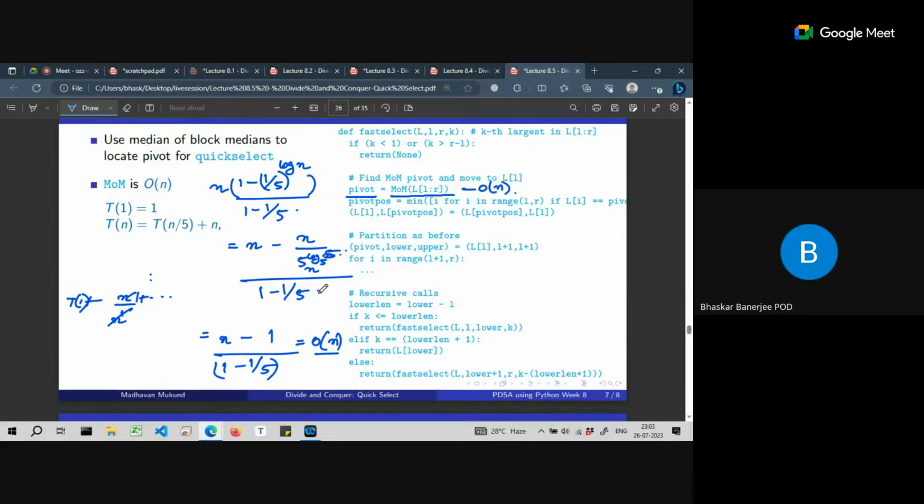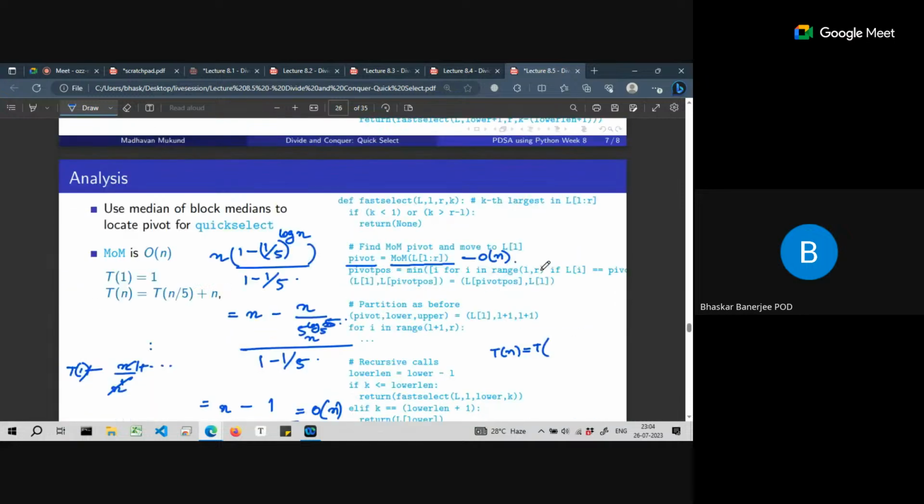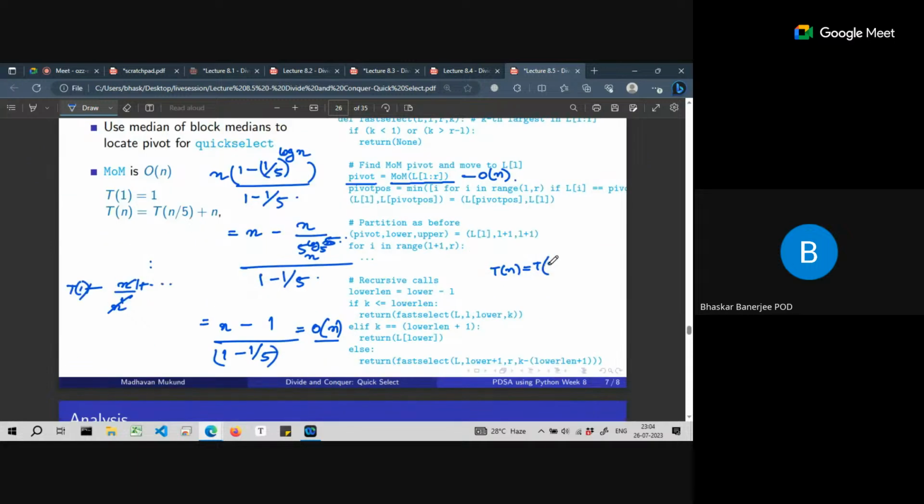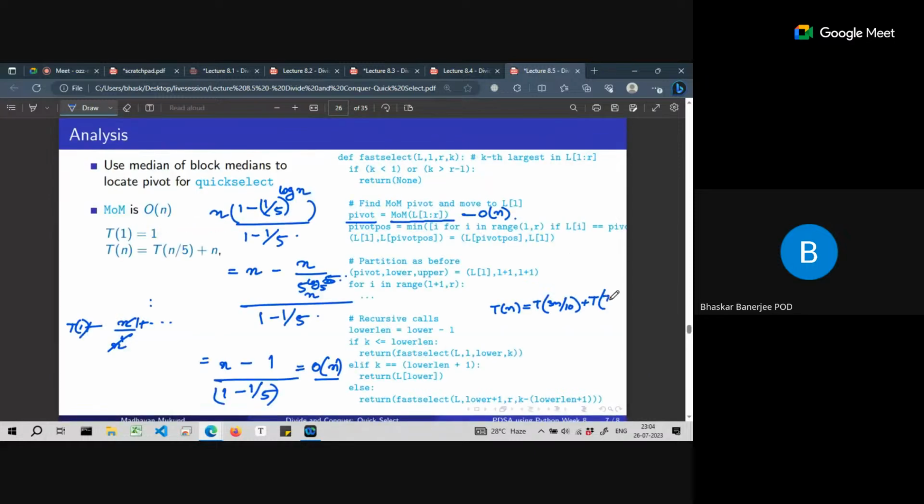So basically your time complexity would be whatever was for quick sort, T(n) equal to, in this case it is different, T of, what was the number? 3n by 10, right? 3n by 10 plus T of whatever is the leftover number, 7n by 10, plus for the partition algorithm, order n.